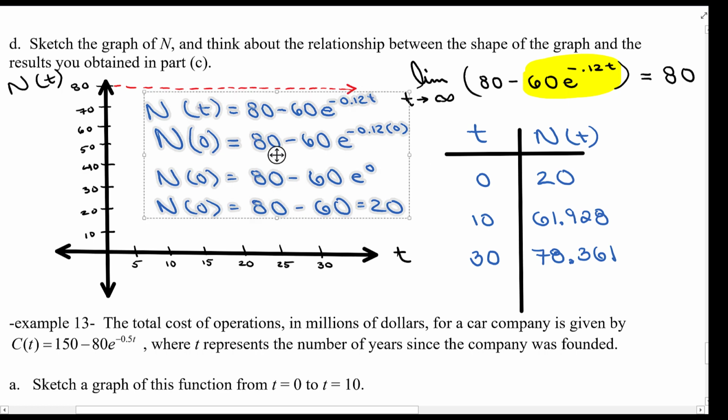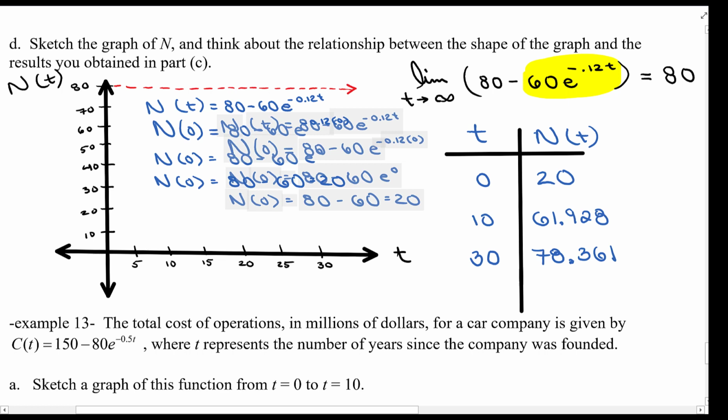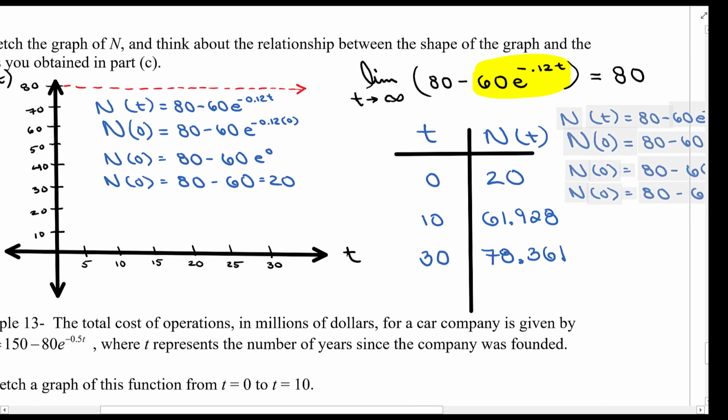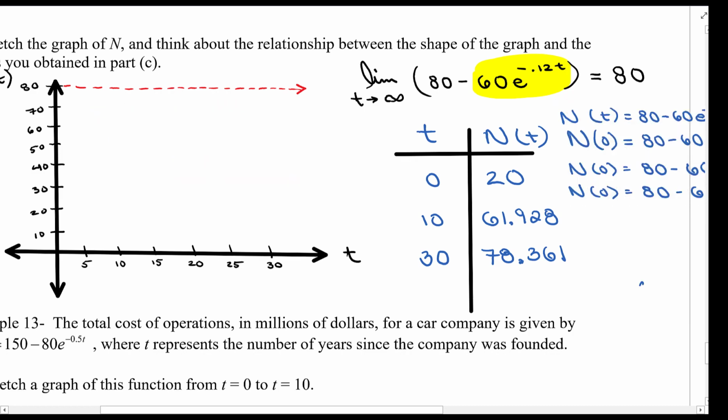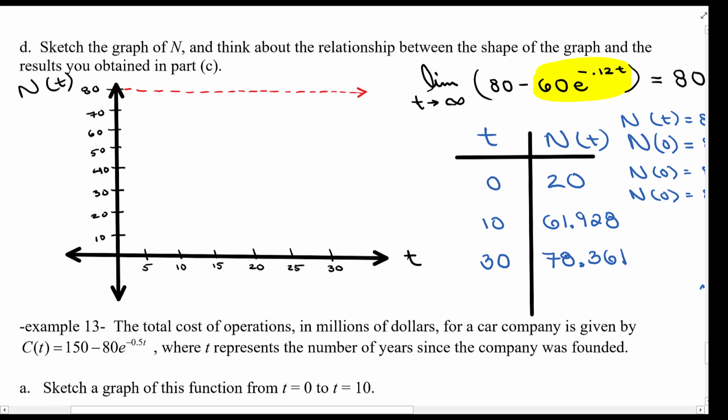I'm going to go ahead and take the work I did here for my n of 0, and I'm going to lasso it and shrink it and move it to the right so that I have more space in order to draw my graph. So now that I've moved that work over to the right, I've got plenty of space here to sketch my graph of n.